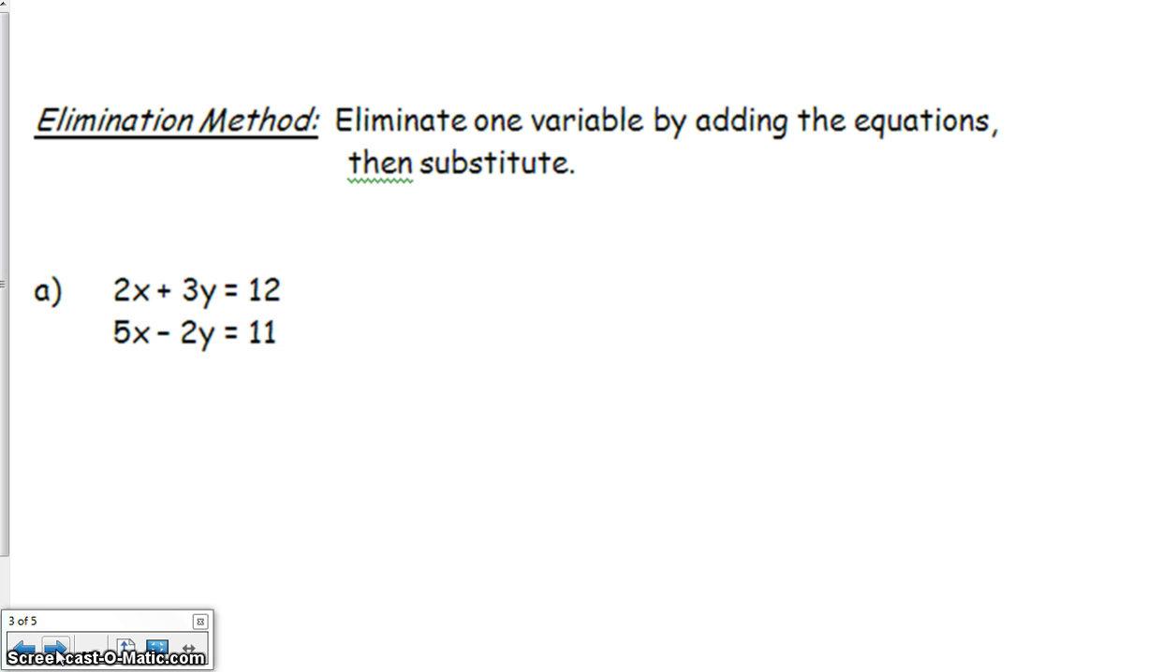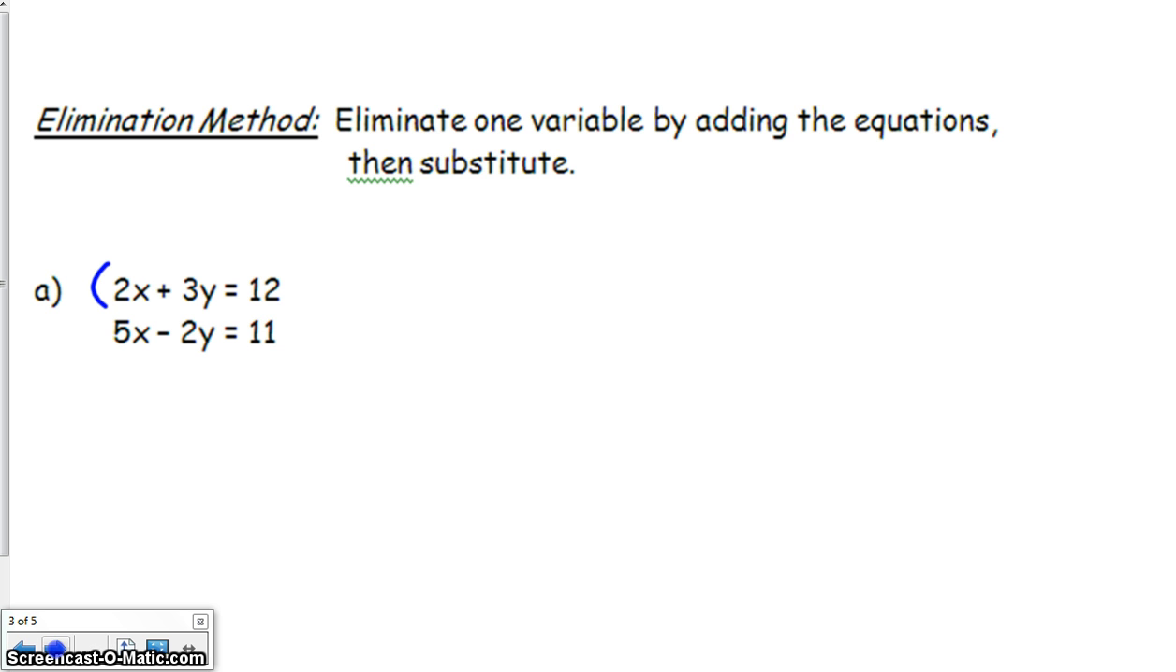If I look at my x's, I have 2x and 5x. They are not the same numbers, nor do they have opposite signs. If I look at my y's, I have 3y and negative 2y. They are not the same numbers, but they do have opposite signs. So I want to stick with my y's because I already have opposite signs, which means eventually the y's will eliminate. I do have to get the same number in front of my y's. So what is the least common multiple between 3 and 2? It's going to be 6.